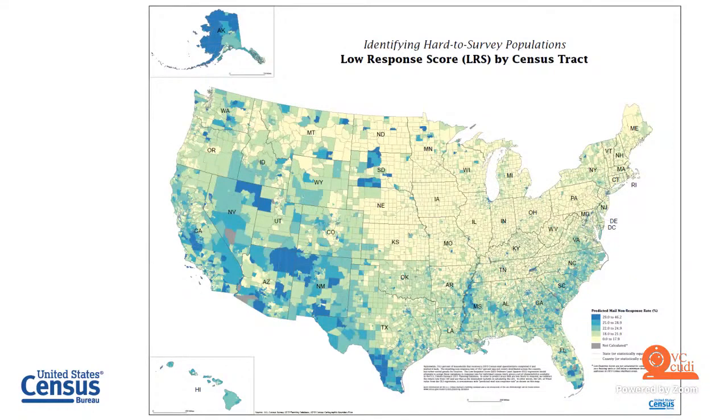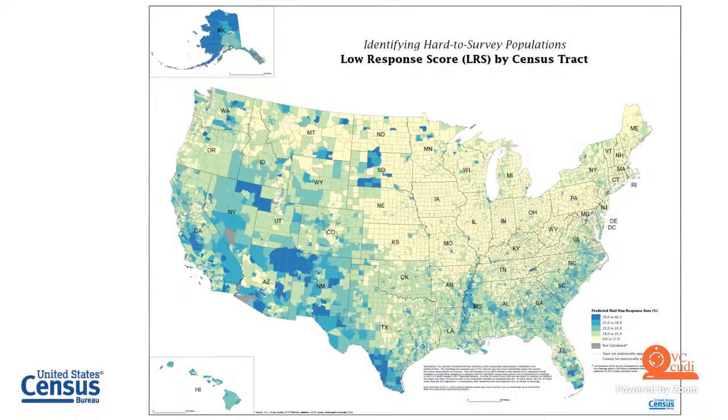This is another example of a choropleth map. This is a larger poster, so it is reduced in size a bit here. But on this map, we're showing the thematic variable that we refer to as the low response score, which is the predicted male non-response rate for the census at the census tract level. Again, tracts are more like neighborhood size in general. They have populations of around 4,000 people.